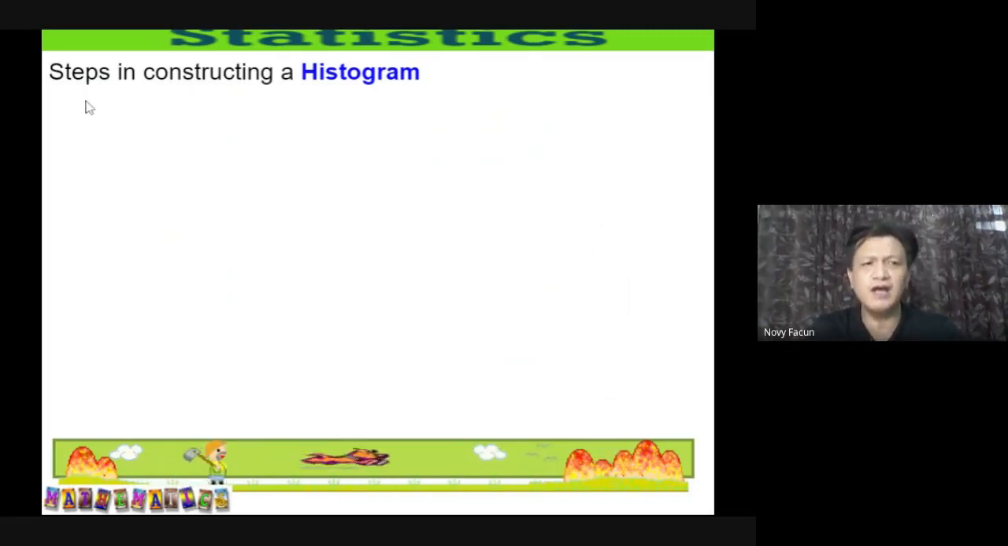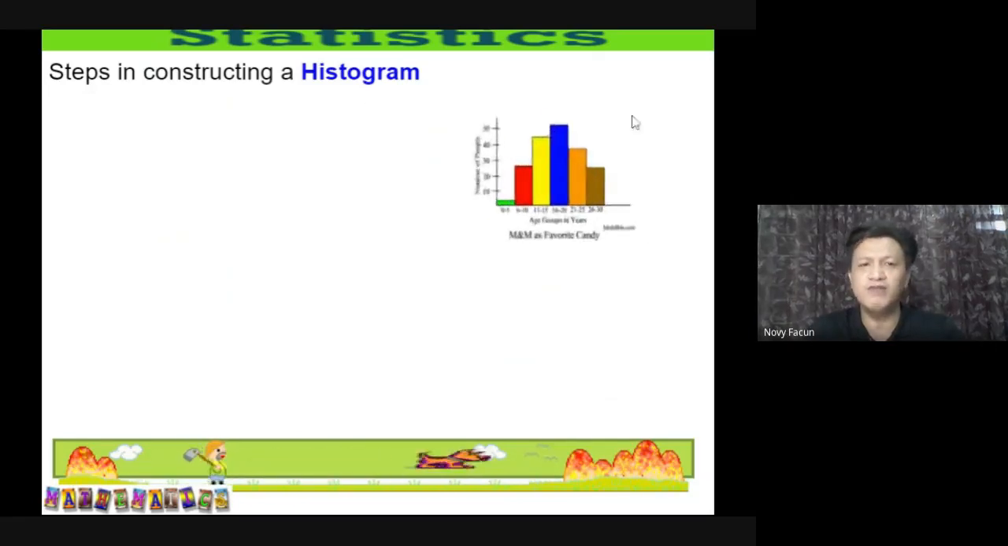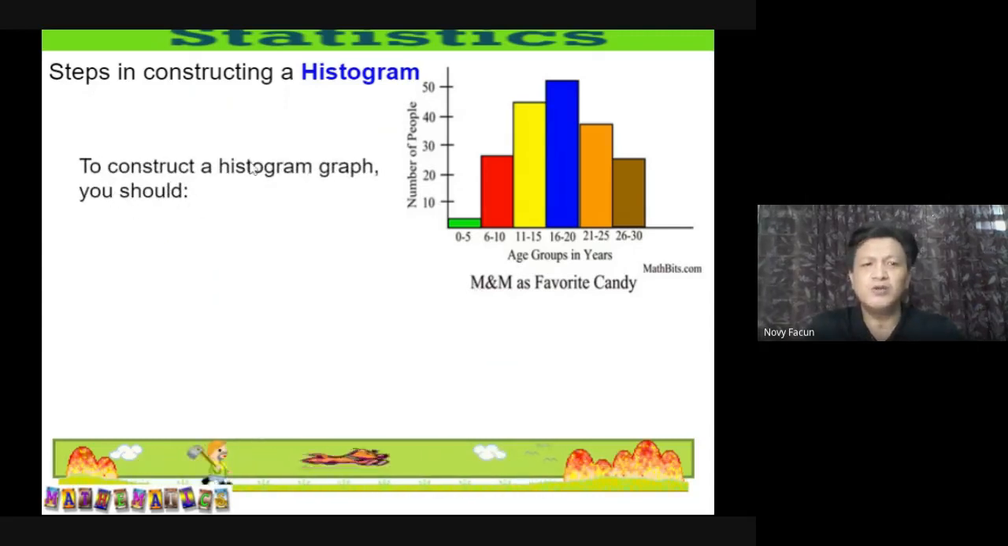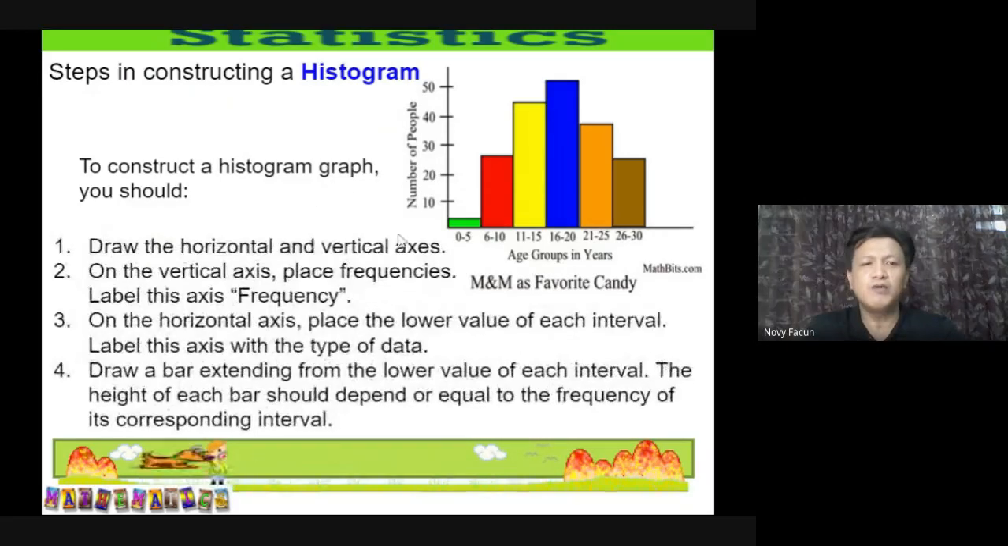Okay, now, we can now also construct histogram. Okay, but before that, no, so ito yung example natin dyan. Okay, so paano ba tayo mag-construct? Meron tayong step to construct a histogram. You should, number 1, draw the horizontal and vertical axis. On the vertical axis, place the frequencies. Okay, ito yung frequencies natin yan, no?